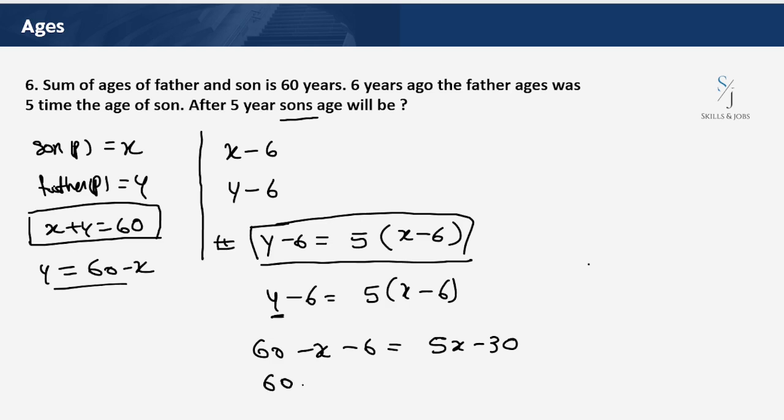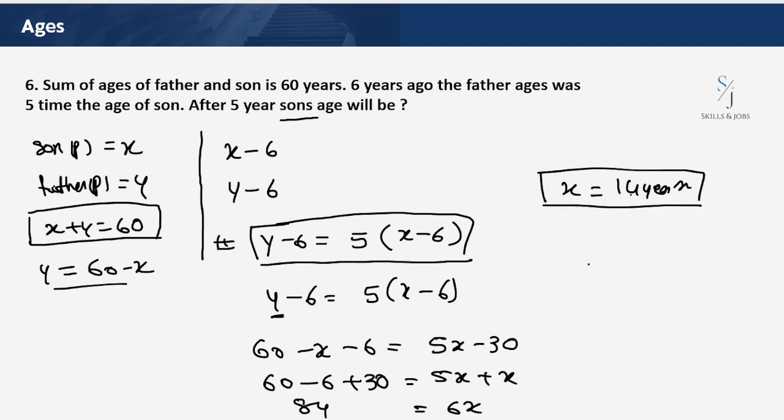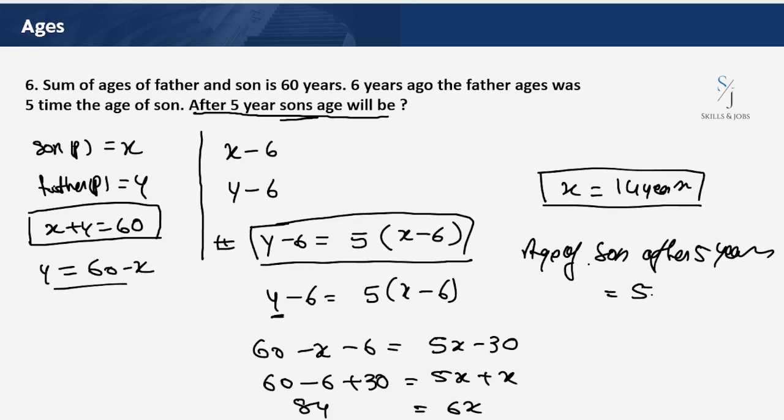Okay, so 60 minus 6 plus 30 is equal to 5x plus x. So we have 6x is equal to 84. So we get the value of x is equal to 84 divided by 6. It is going to be 14. So we got the value of x here. We can get the value of y from this relation. Okay. Now, but what is asked? What is the age of son after 5 years? So age of son after 5 years is equal to 5 plus x, that is equal to 5 plus 14, that will come to 19 years.